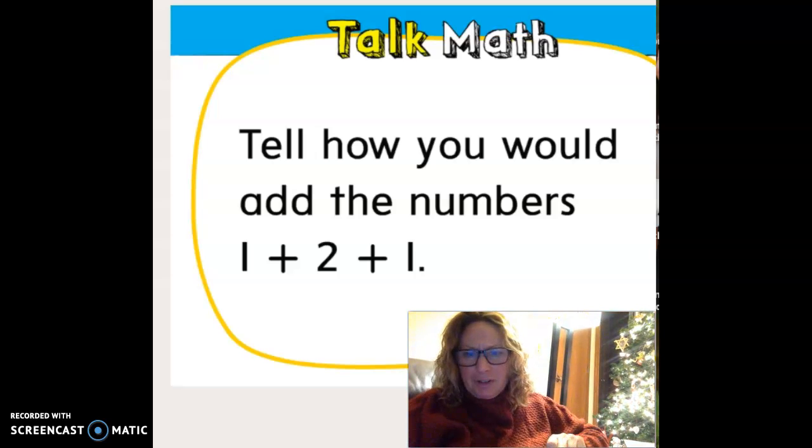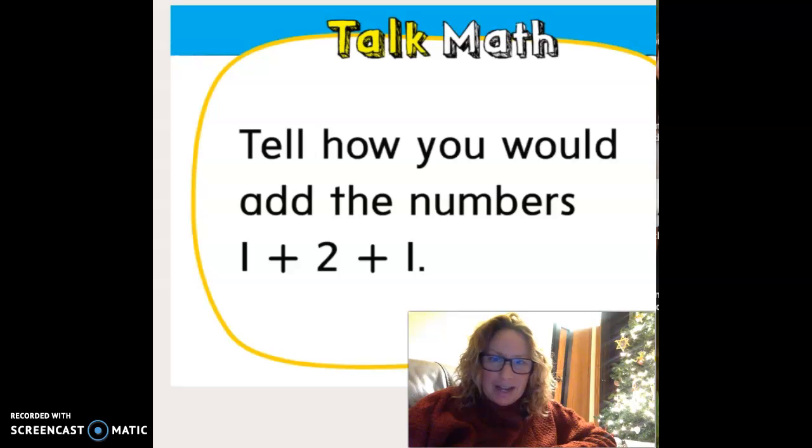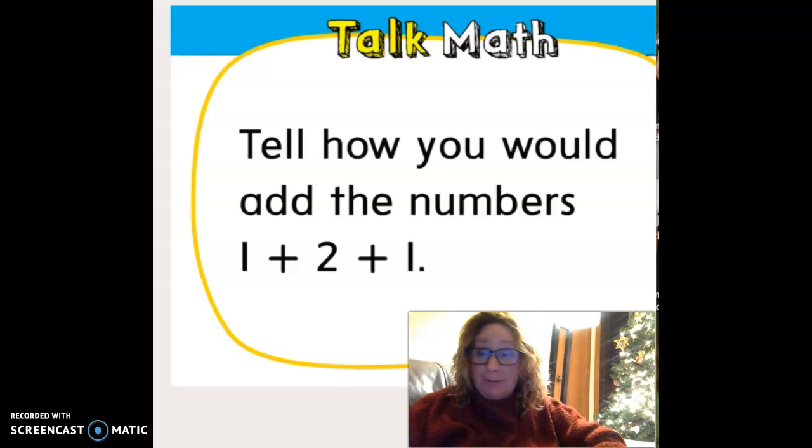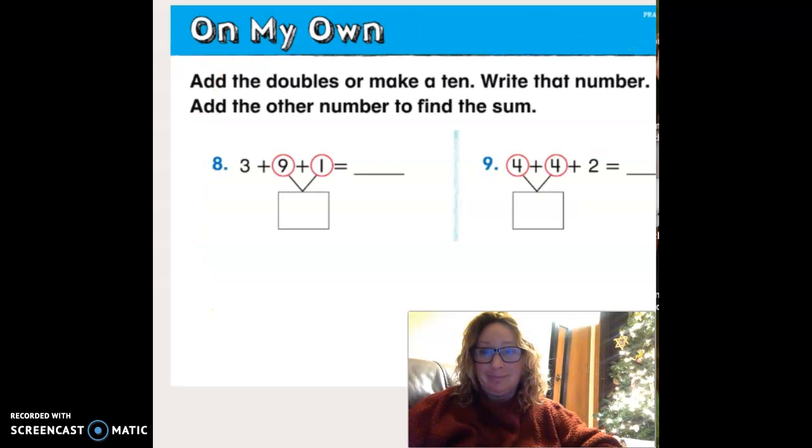You might have thought, you know what, these are smaller numbers, so I'm just going to add 2 plus 1 is 3, plus the 1 more is 4. Okay, now add the doubles or make a 10 here. Write that number and add the other number to find the sum. Okay, so go ahead and do this one and this one. You're going to add 3 plus 9 plus 1 and 4 plus 4 plus 2. Go ahead and we'll come back.